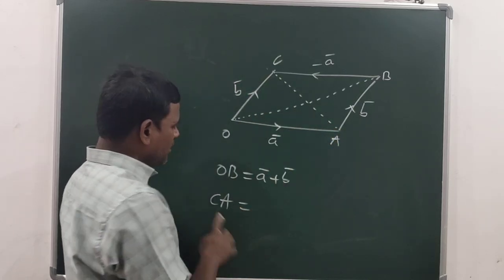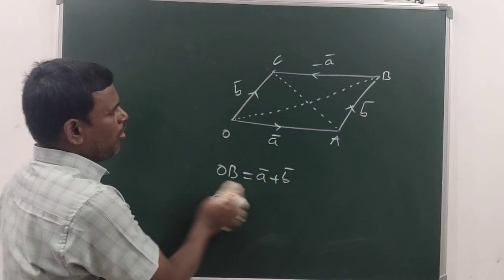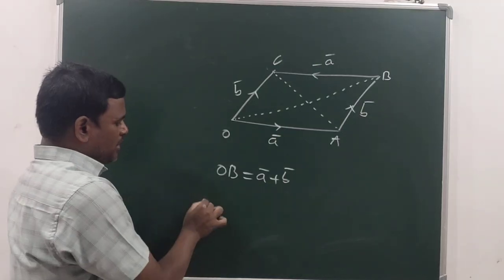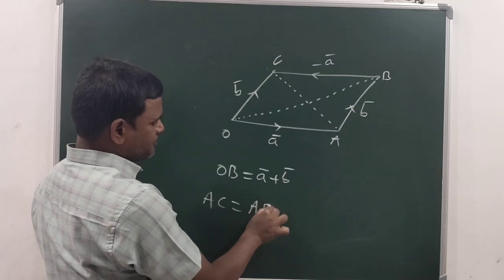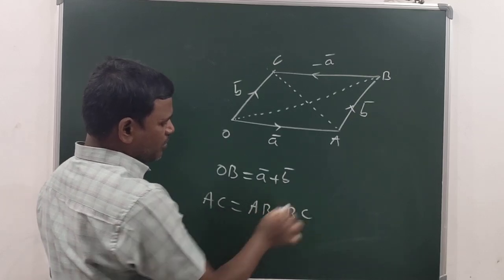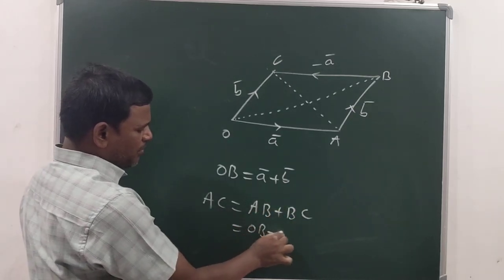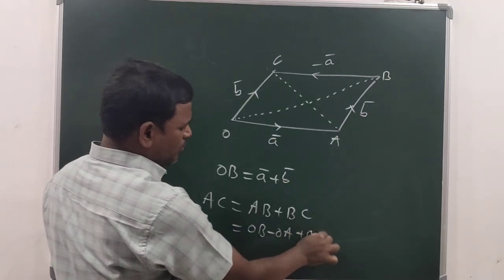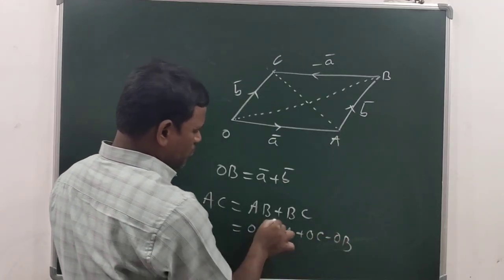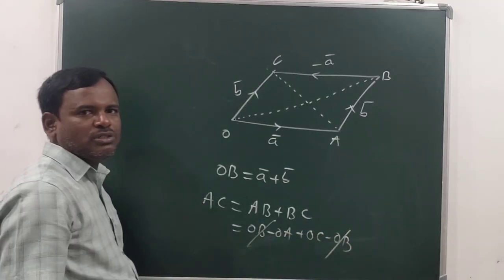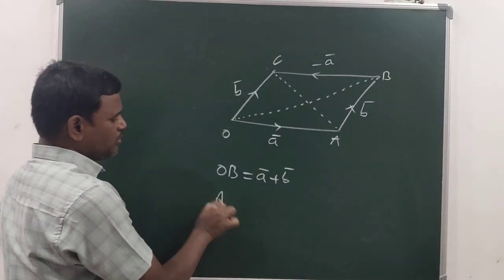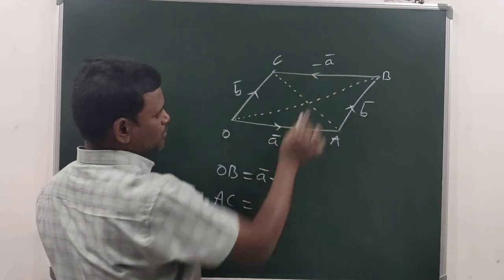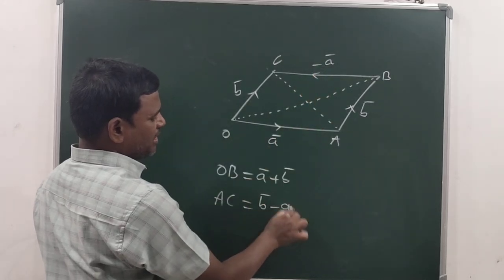What do I want? AC. AC is equal to AB plus BC. AB plus BC you can write now. Here OB minus OA, OC minus OB. Both will be cancelled. Then OC minus OA is equal to AC you can write. So then AC is equal to the sum of these two: B bar minus A bar.